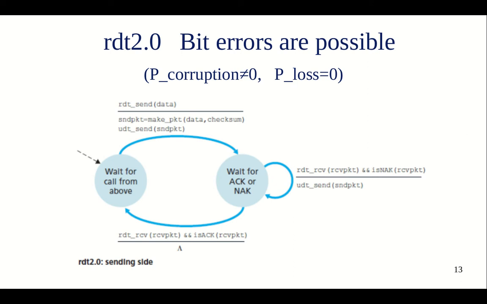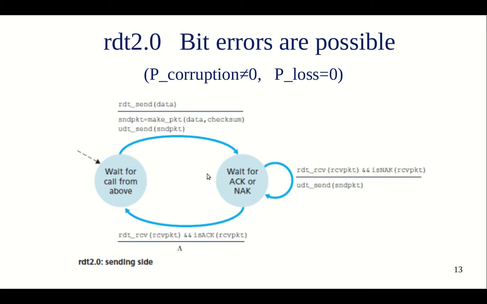So now let's consider the case where the channel can corrupt packets. Okay, and let's see if this protocol 2 works. So probability of corruption is non-zero. Remember, this protocol 2 was designed so that the data packets can get corrupted, but in the beginning let's assume that the ACK or NAC don't get corrupted.